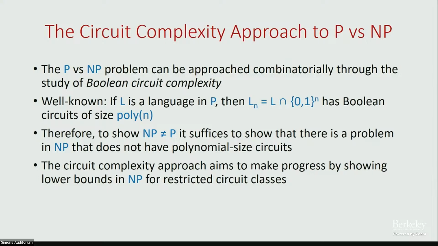So if you take L intersect {0,1}^n, the n-bit strings in L, then that has Boolean circuits of size polynomial in n, right? That's quite a standard fact from the 70s. And therefore, to show NP is not equal to P, it suffices to show that there's some problem in NP that does not have polynomial size circuits.